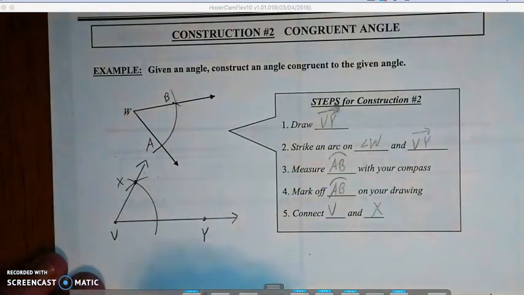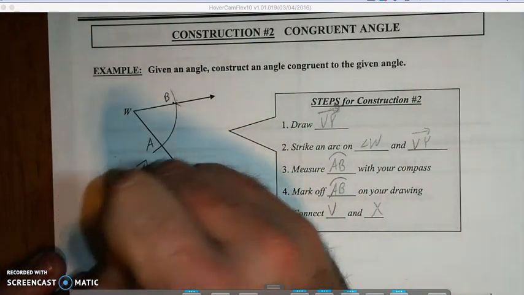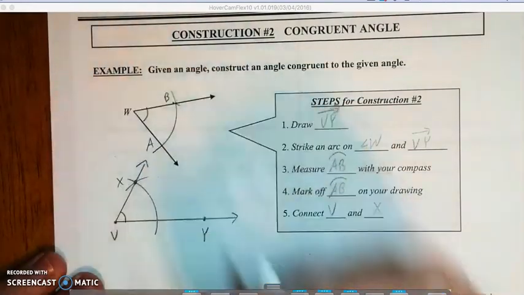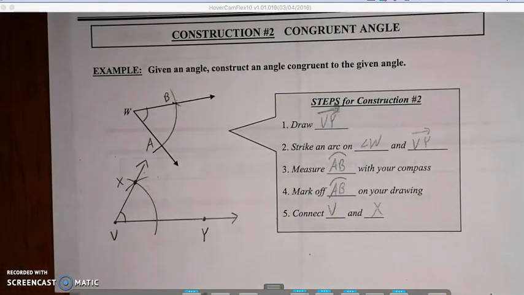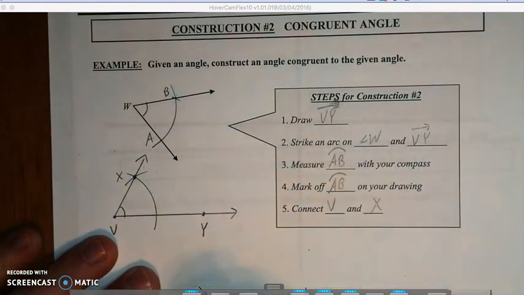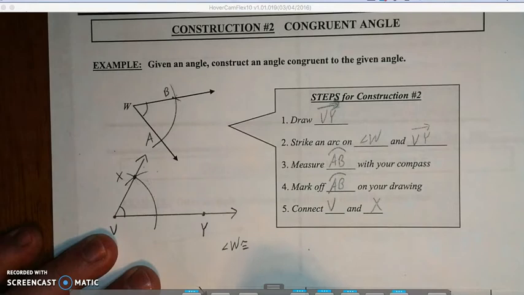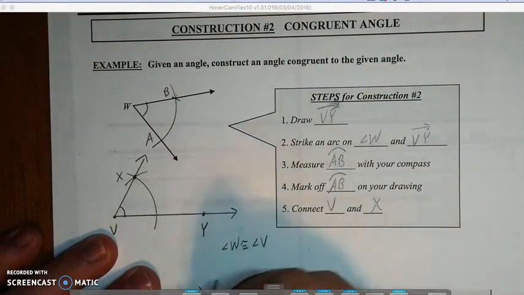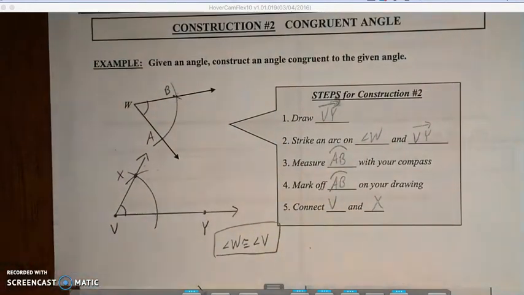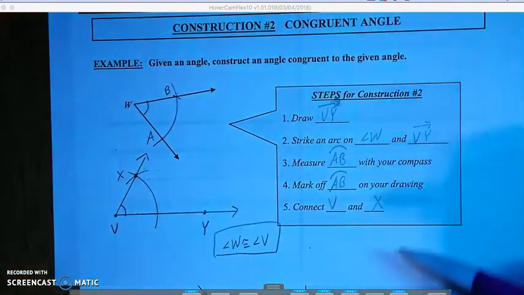So what we know is that this angle and this angle are congruent. If you take your protractor, let's just pretend we wanted to see if they were close, they probably are within a couple degrees. And down here I'm going to say angle W is congruent to angle V, based on doing these steps.